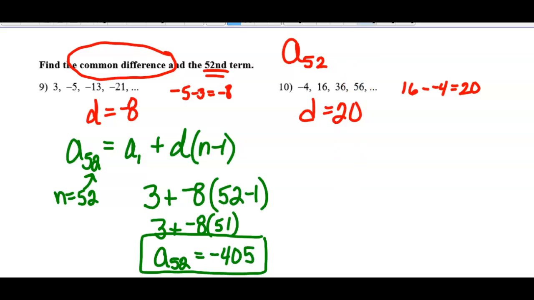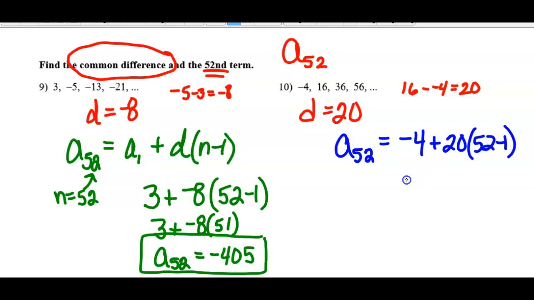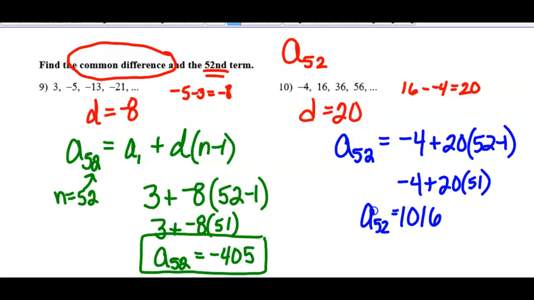Okay, and on this one, again, we're looking for the 52nd term, so we would say the first term plus the difference, 52 minus 1 times, so negative 4 plus 20, 51 times is 1016. Okay. Obviously, you should be using your calculator to find these. I'm just trying to keep the video short.